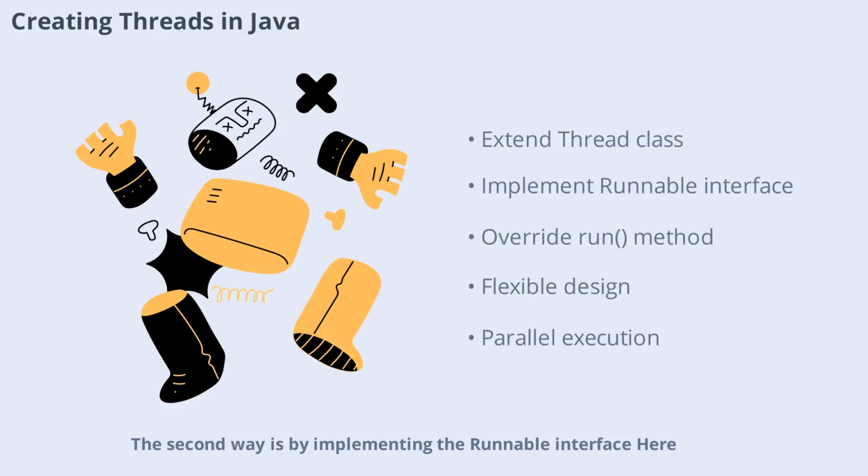The second way is by implementing the Runnable interface. Here, you create a class that implements Runnable and override the run method, then instantiate a Thread object and call start. Both approaches allow you to define the code that should run in parallel, but using Runnable is often preferred for flexibility, especially when your class needs to inherit from another class.